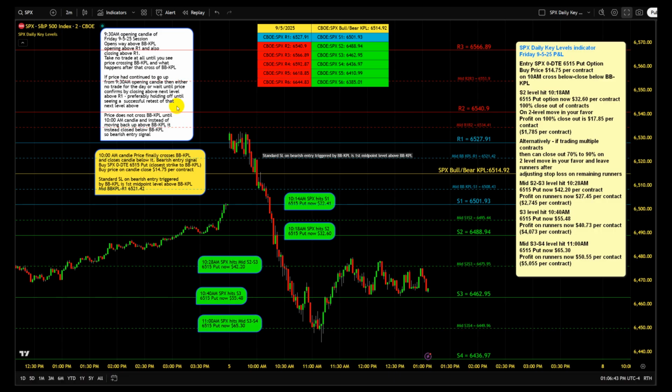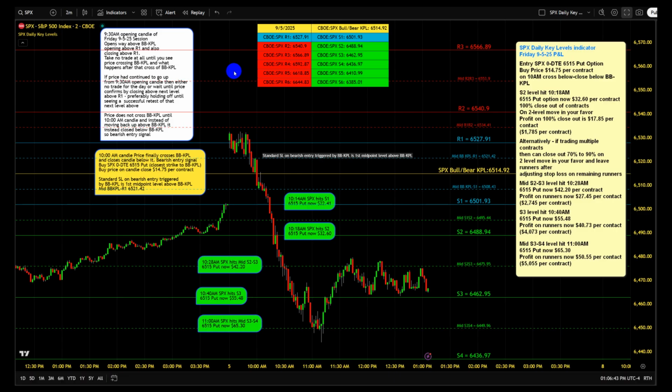Okay, so on the chart here today, we have today's Friday, September 5th, 2025 session on a 2-minute chart. This indicator is designed to be used primarily on chart time frames of between 1 minute and 5 minutes. The recommended chart time frame is 2 minutes, which is why we have it on that time frame.